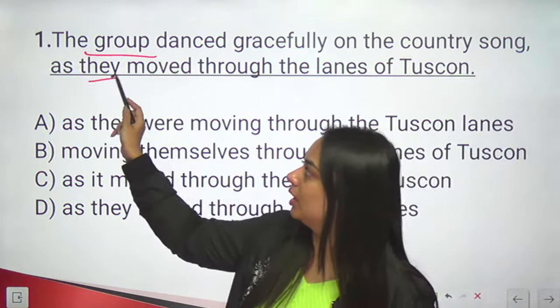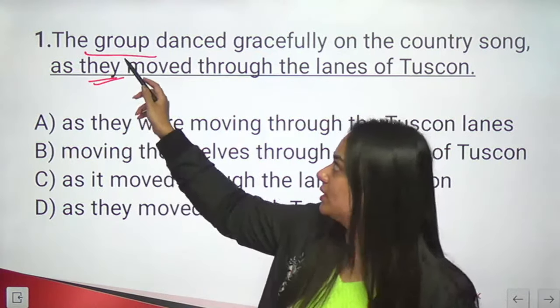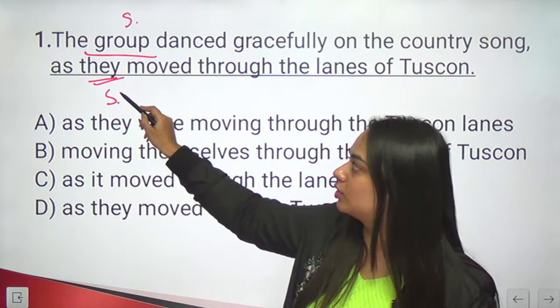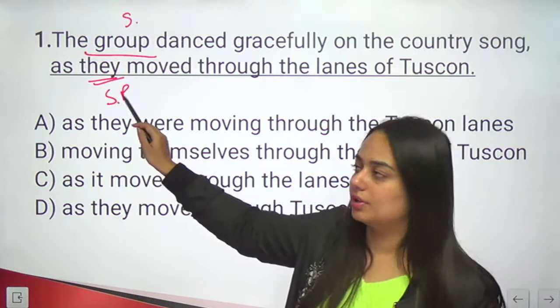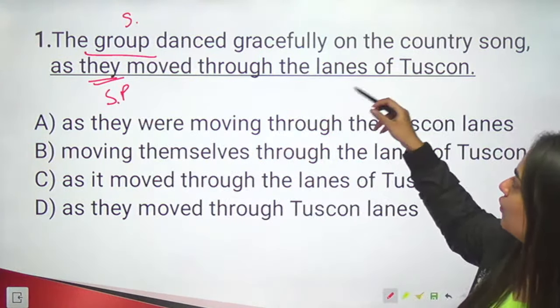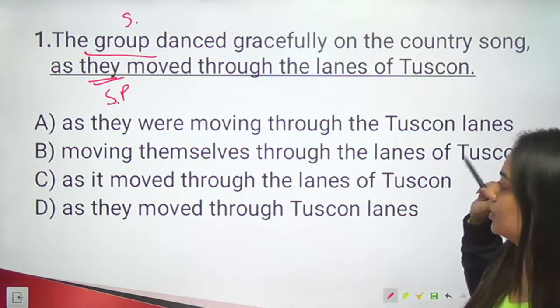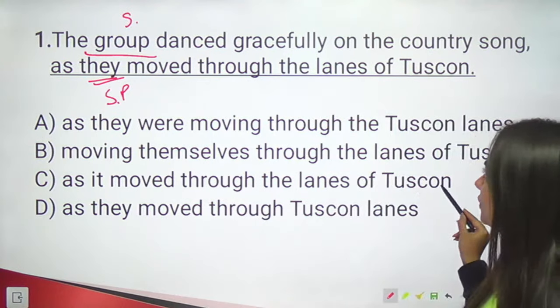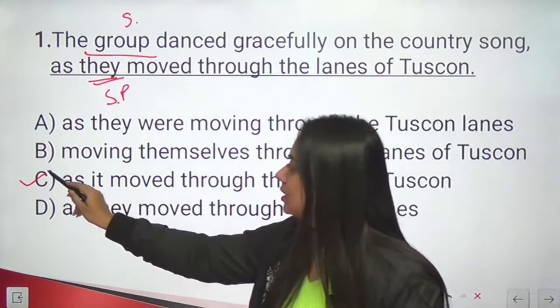First problem, why are we using they? When the subject is singular, shouldn't the pronoun also be singular? So we have to use a singular pronoun here. First thing. As they moved through the lanes of Tuscan. So rather we will be saying as it moved through the lanes of Tuscan. So this is the right answer.